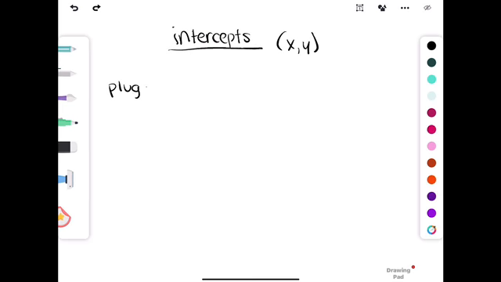The first thing we'll be solving for is the x and y intercepts. So to start, you're going to want to plug in 0 for x into the equation. So you're going to have y equals 0 over 0 squared minus 4, which equals 0. Then you're going to set that equal to y, which equals 0, 0.